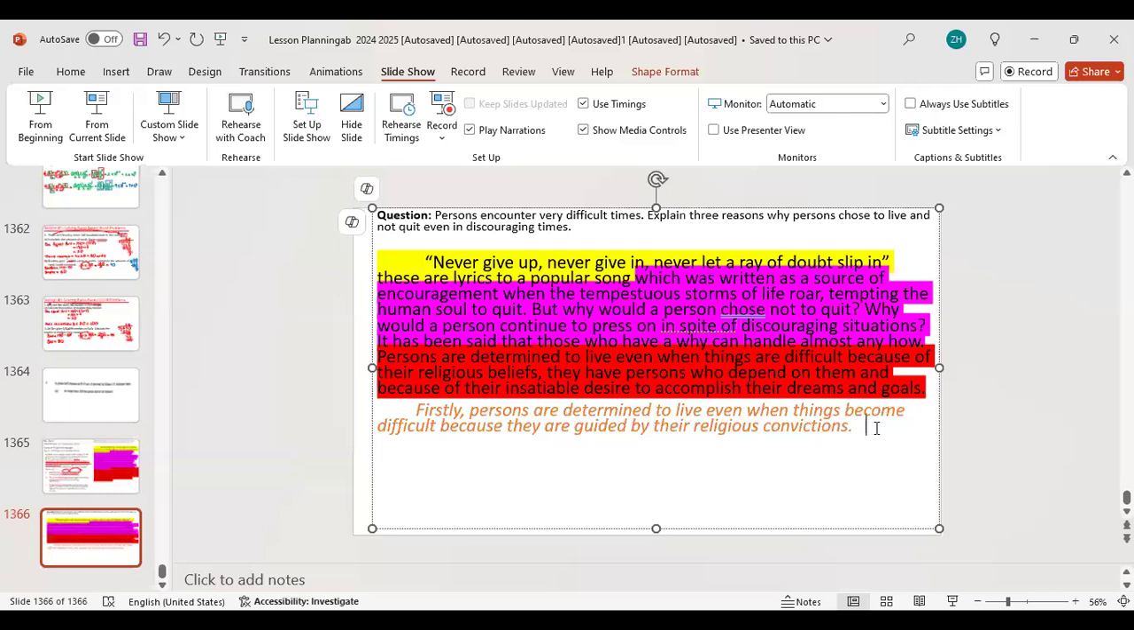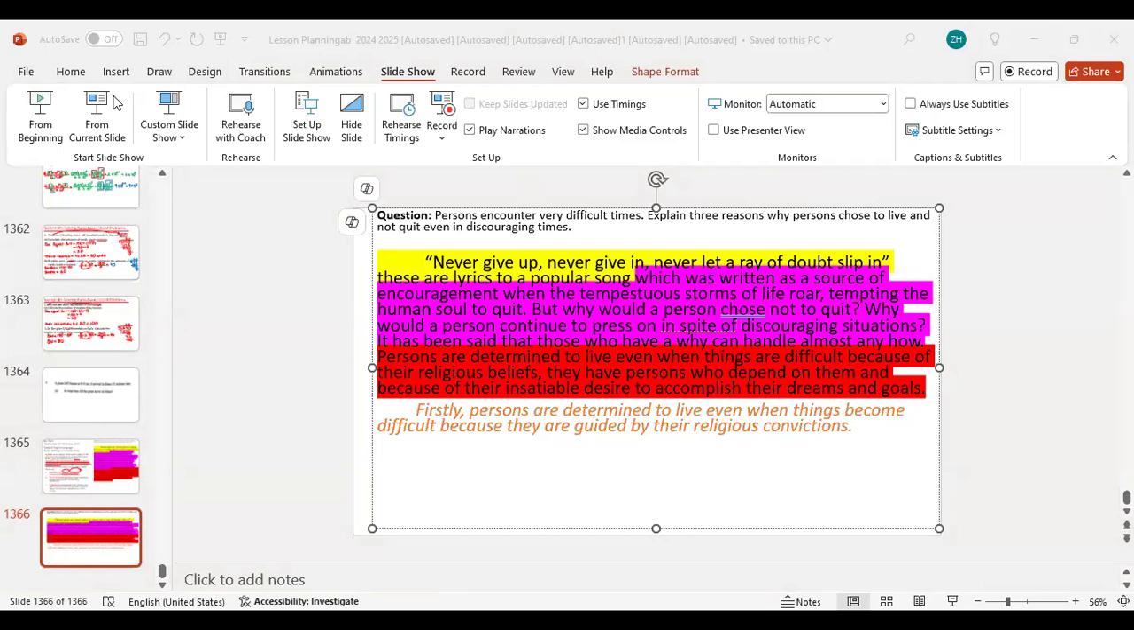Because in the Bible, it says God will not forgive those who kill themselves. So you're saying that the Bible encourages persons to press on, even through difficult times? Yes, sir. What else? The Bible also speaks against suicide.